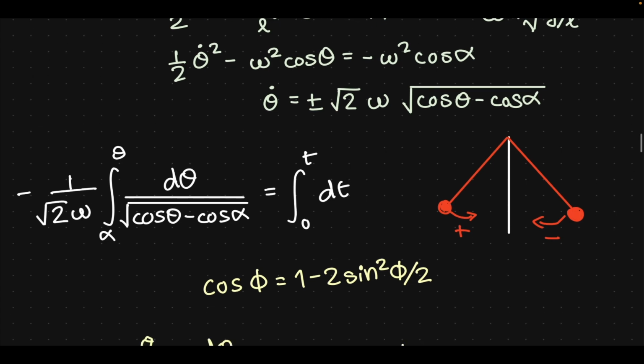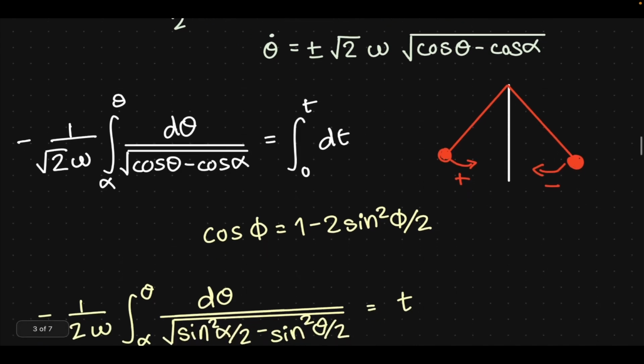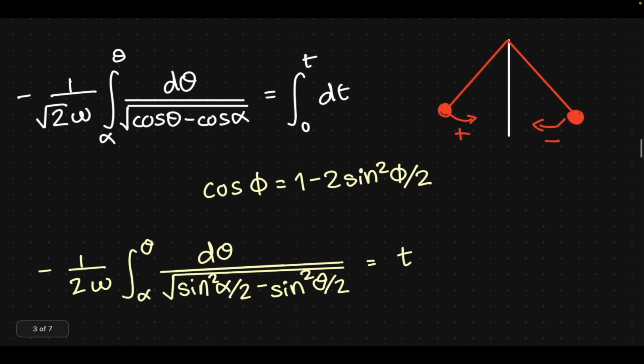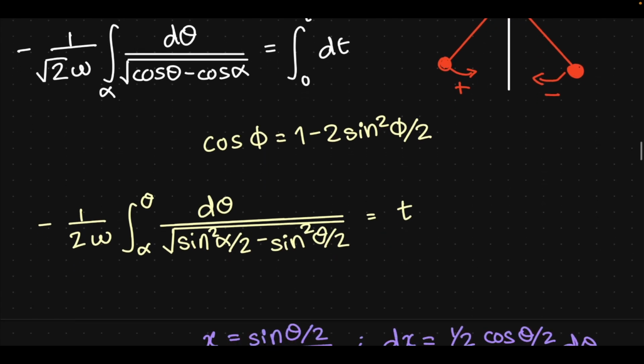Now we can use the half angle formula of the cosine in terms of the sine. So cosine phi is 1 minus 2 sine squared phi by 2. Why does that help us? Because we can write the denominator argument of the square root as sine squared alpha by 2 minus sine squared theta by 2, all equal to t. And we also get rid of the square root outside, which is nice.